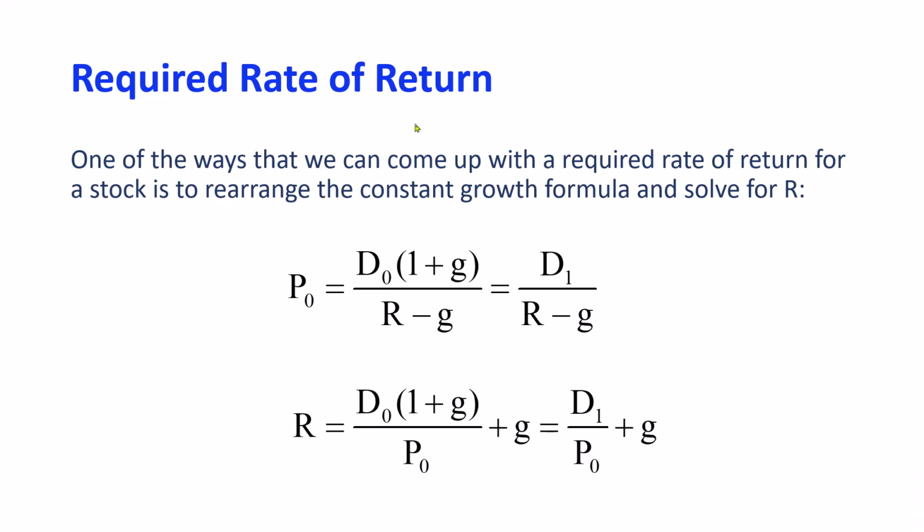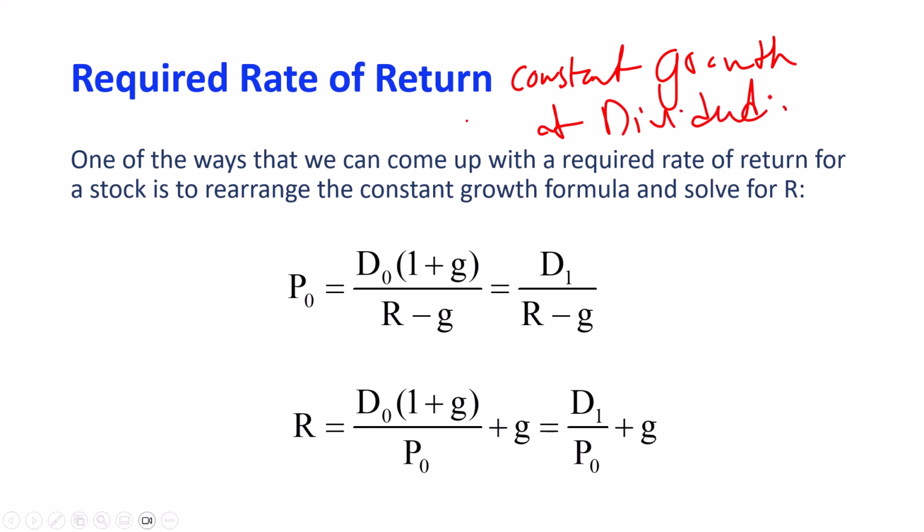Finding the required rate of return, in the case of the constant growth of dividends, is actually very simple. What you need to do is to use the original formula that you have, the pricing formula. The price today is D0, the dividend that just paid, times 1 plus the growth rate over R minus G, or D1, which is your dividend in the next period, over R minus G.